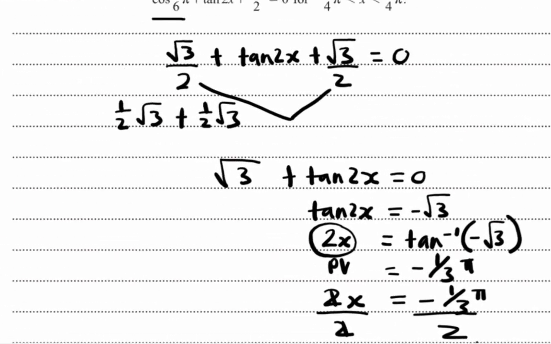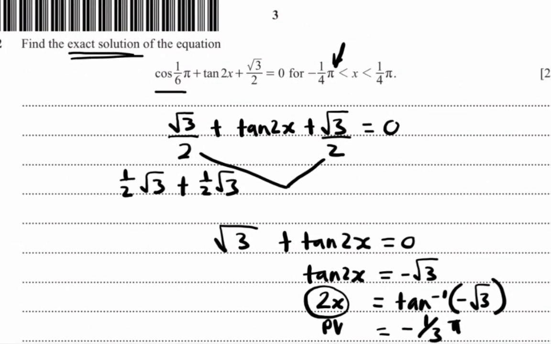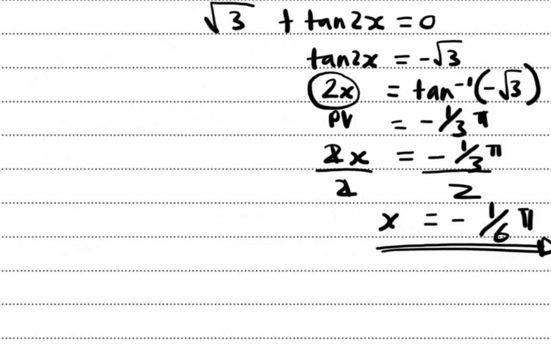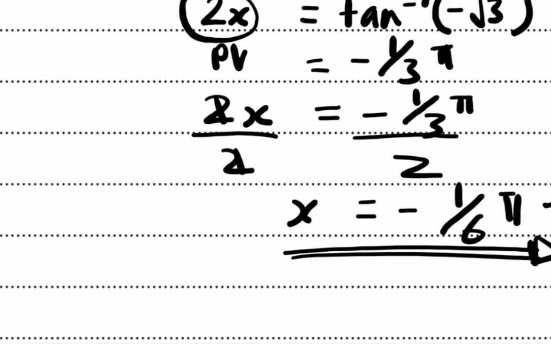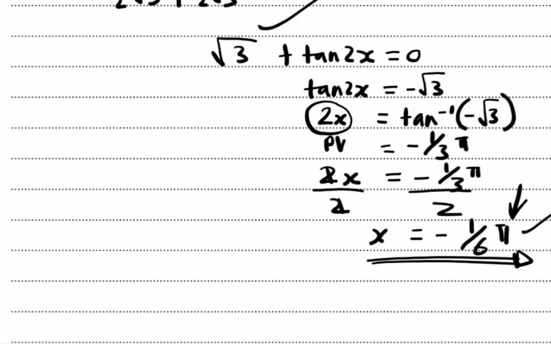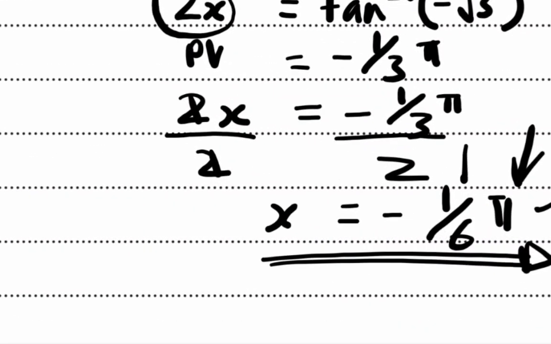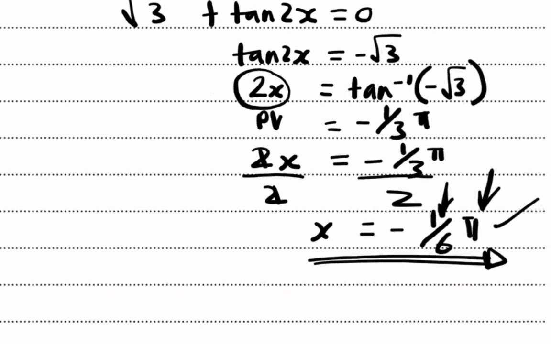And as you can see, they said find the exact solution, meaning that we don't have to simplify this to get minus 0.523. We just leave it as this. So whenever they say exact, you leave your answers in terms of pi or with square roots and fractions.